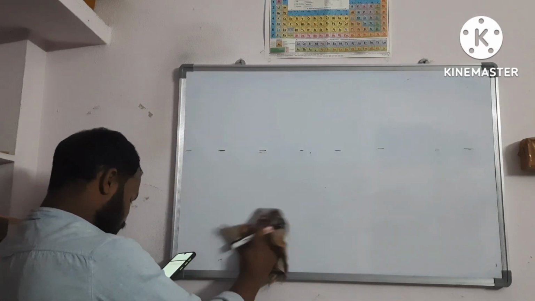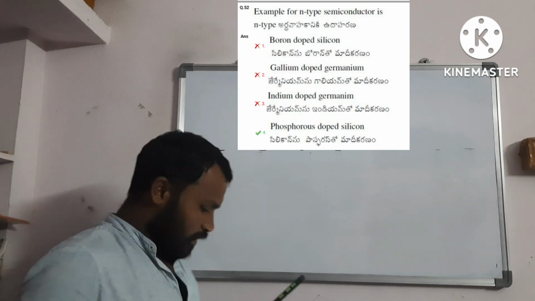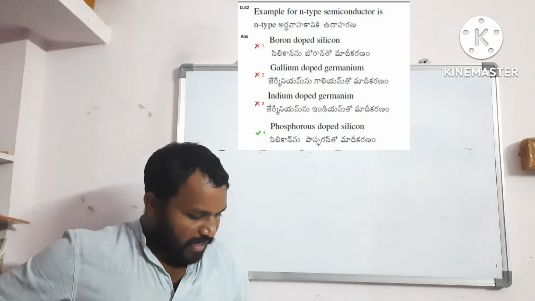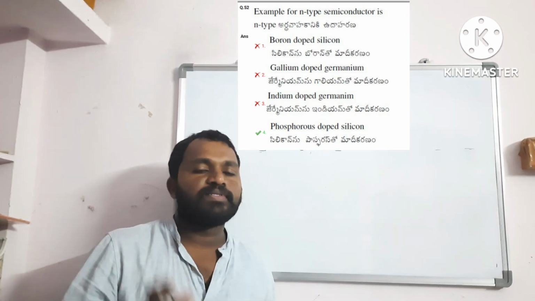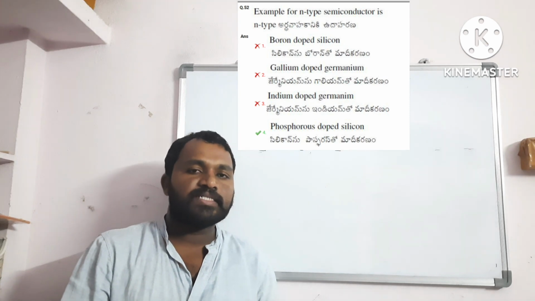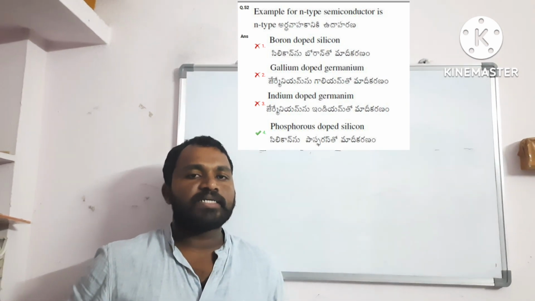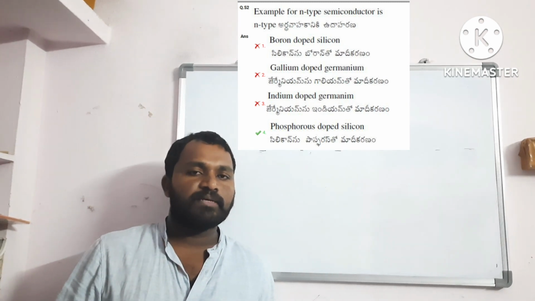Next question number 52. Examples of N-type semiconductor is... So generally there are two types of semiconductors. What are they? Intrinsic semiconductor and extrinsic semiconductor. Intrinsic semiconductor means the purest form of the semiconductor.